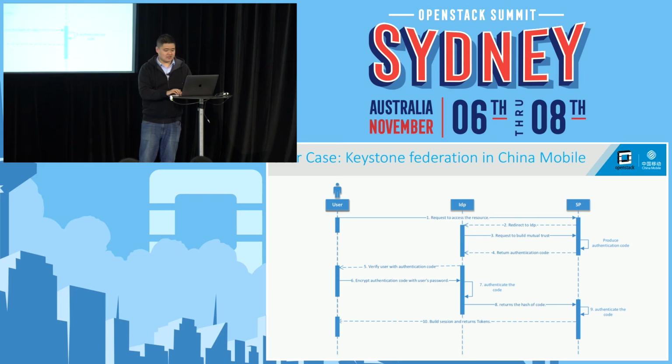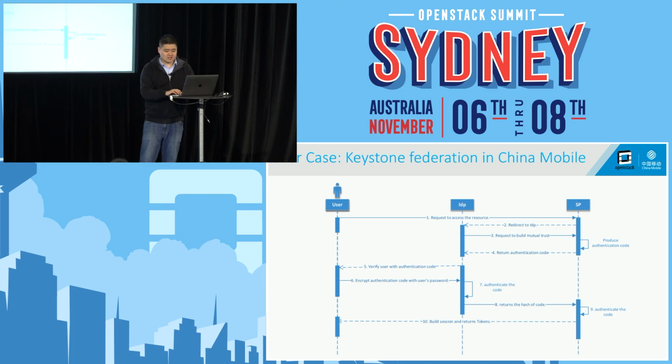It produces an authentication code and returns it to the server phone. The server phone sends it to the user, and the user logs into the identity provider. The user uses his secret to encrypt the authentication code. The identity provider then uses this user's secret to decode the authentication code.